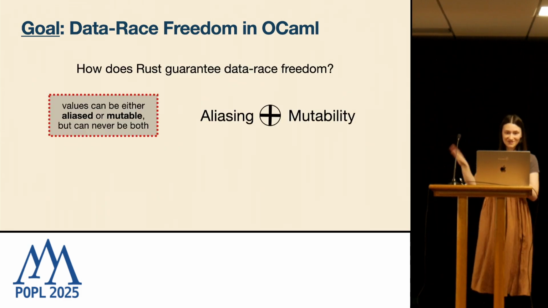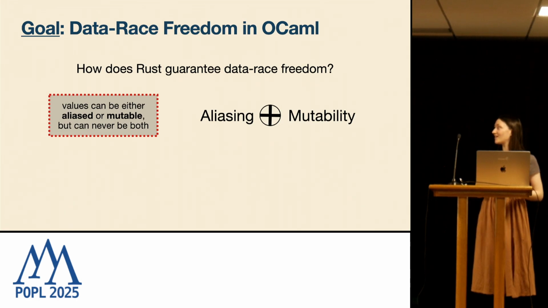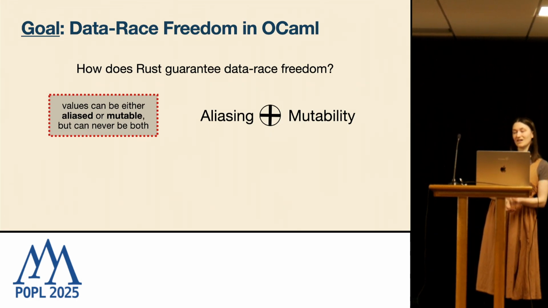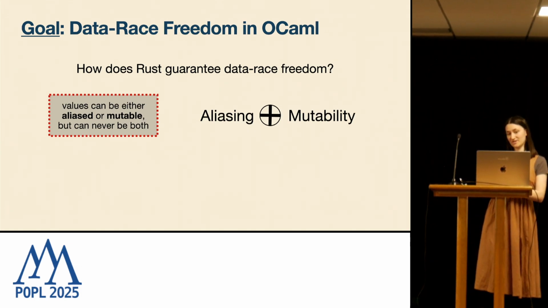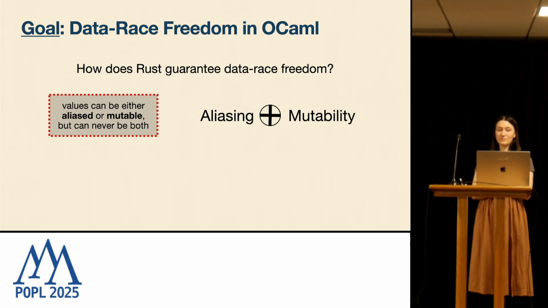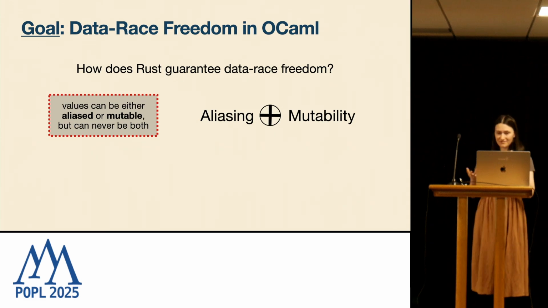All right, so at this point, I want to take a sidebar and discuss, well, how does Rust manage this? How does Rust guarantee data race freedom? And it does so by adhering to the aliasing XOR mutability principle, which means that values can either be aliased or mutable, but never both. Okay, so is it solved? Can we do the same?